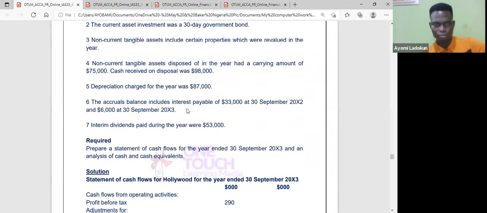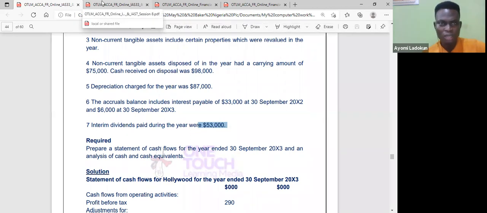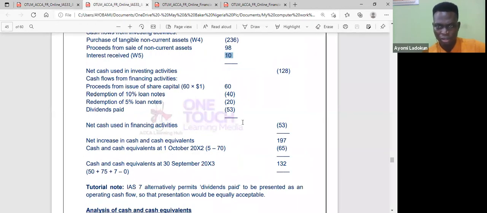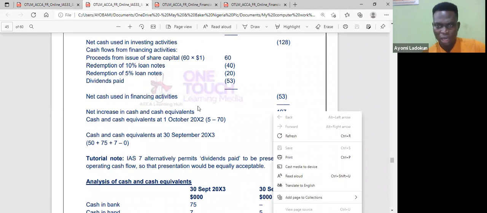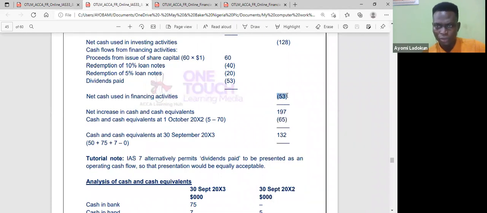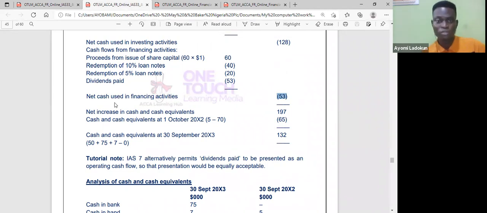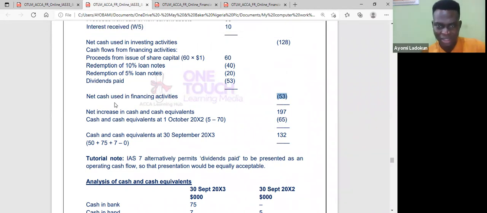Okay, sorry, this is what I was looking for. Dividend paid is in working notes. Can you see that? That's 53. So that's how you got this one. So you net it off so that you can have your net cash used in financing activity. Okay. And once you do that, you just net it off.